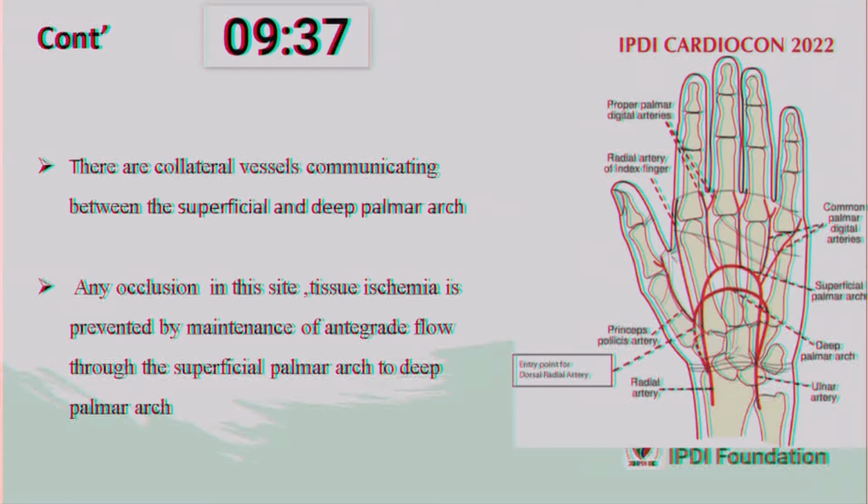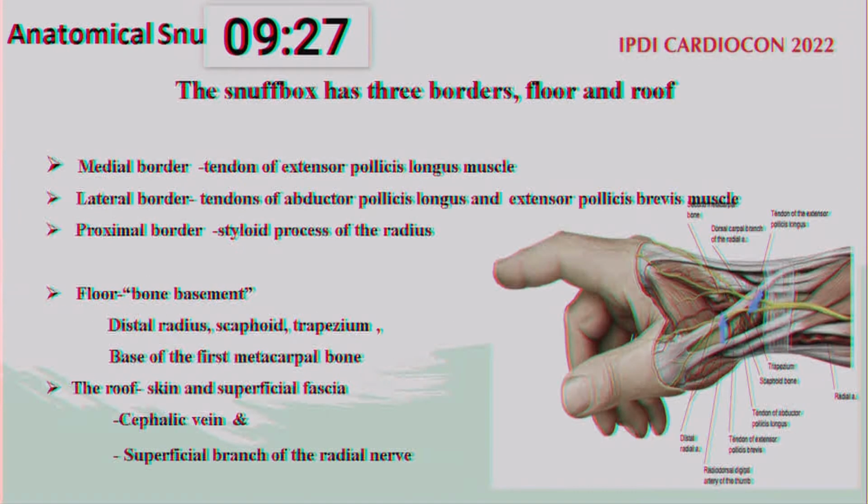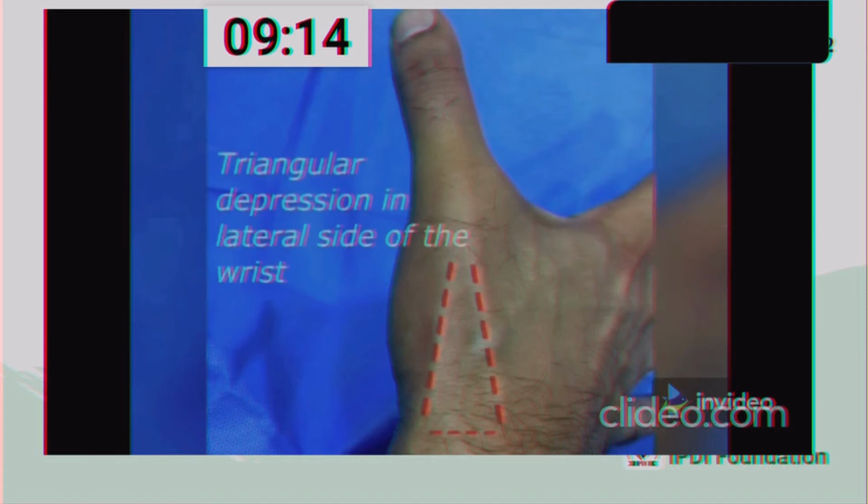And you see there is vast vascularity in the hand, and there are well-developed collaterals between the two arteries. The anatomy of this radial snuff box is a bit difficult, but we do not need to know all the anatomy. We must know there are medial border, lateral border, proximal border, floor and roof. And this is the anatomical snuff box.